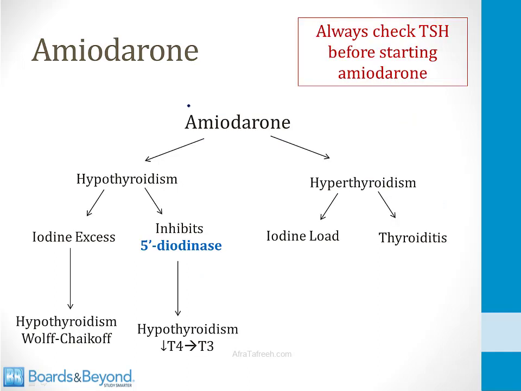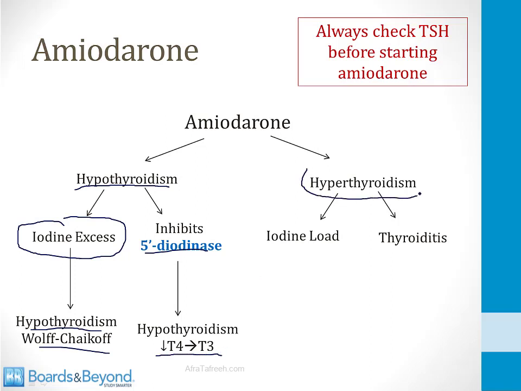So let's review all the different ways amiodarone can affect the thyroid gland. First of all, it can cause hypothyroidism by two mechanisms. It can lead to iodine excess from the iodine contained in the amiodarone molecules. This can lead to hypothyroidism via the Wolff-Chaikoff effect. In addition, amiodarone inhibits 5' deiodinase, and this can lead to hypothyroidism by blunting the peripheral conversion of T4 to the more potent T3. There are also two mechanisms by which amiodarone can cause hyperthyroidism. It represents an iodine load, and this can lead to hyperthyroidism in patients who have adenomas. And as I said before, it can also cause thyroiditis.